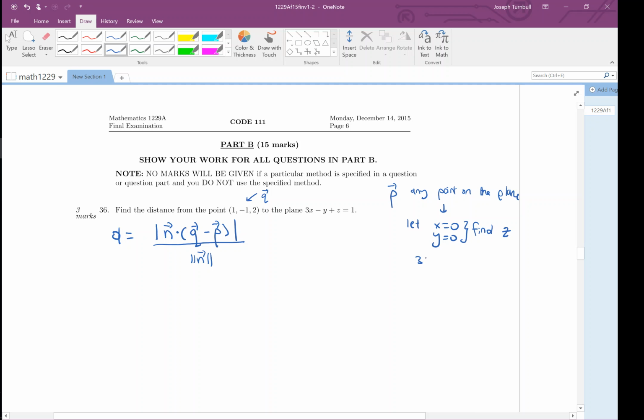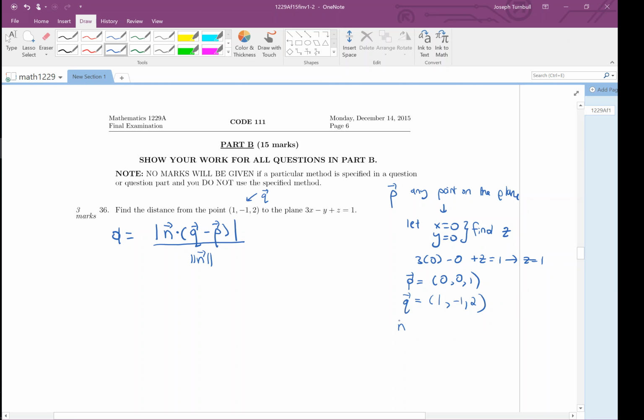So we have 3 times 0 minus 0 plus z is equal to 1. That means z is equal to 1. So our point, P, is equal to (0, 0, 1). Now, I'm going to write down our ingredients. Q is (1, -1, 2).